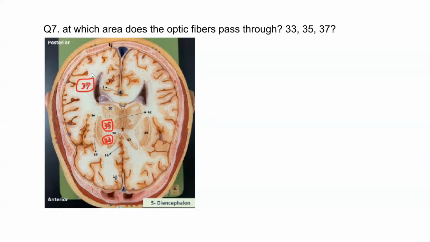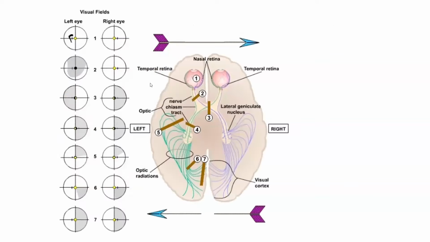Okay, so yeah, 37 would be the correct answer. 33 and 35 are parts of the internal capsule, which are not really related to the optic fibers at all, actually. This is a quick diagram just to review the pathway for the optic fibers. You start with the eyes, of course, and so here we have the 2 eyes. And then we have the optic nerve, which is number 2.